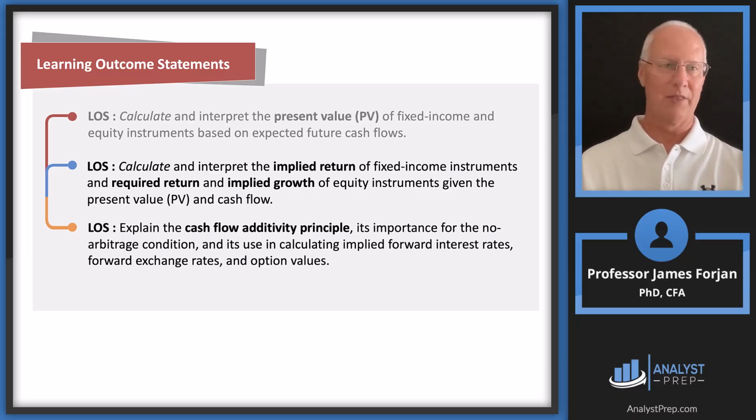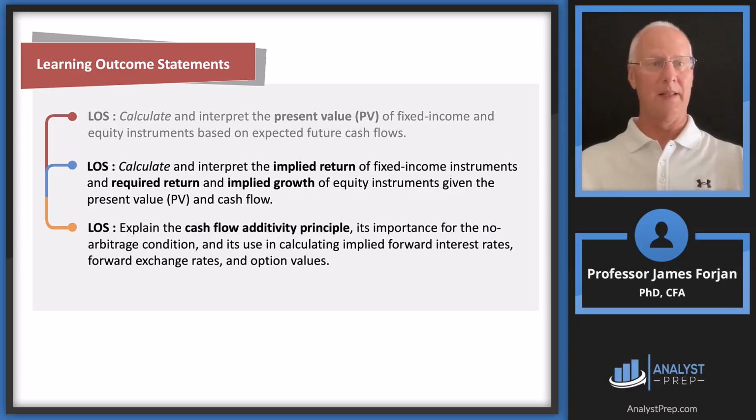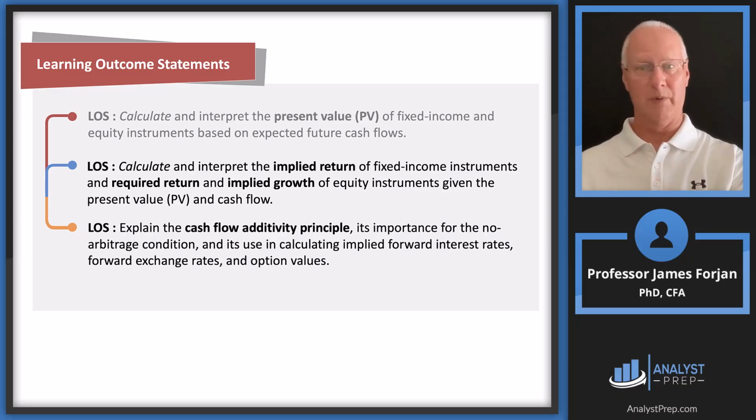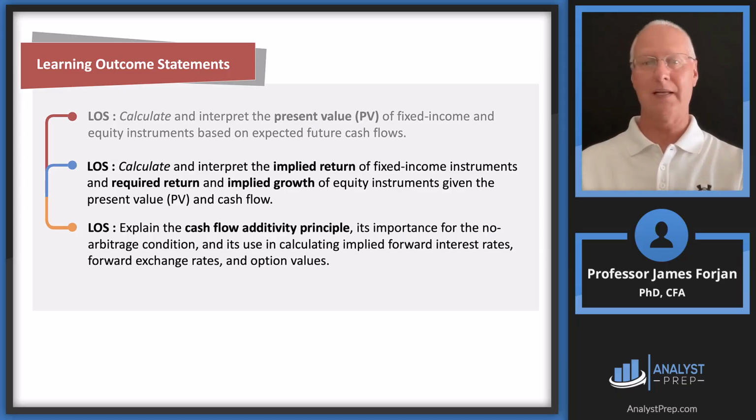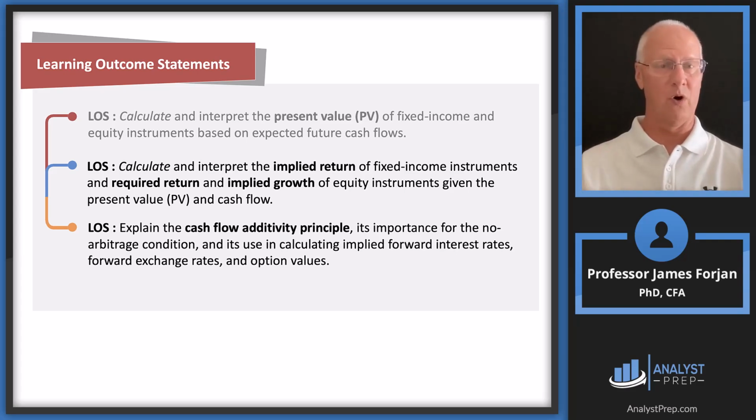All right, it took us a while to get through all of those LOSs, but we did. There were 3 of them, and this was a great introduction. So what did we do in the previous learning module? We talked about interest rates. Here, we've talked about present values, implied rates, and then the cash flow additivity principle. So what I want you to do now is take about 40 minutes, go to the end of this learning module, and work through all of those problems.